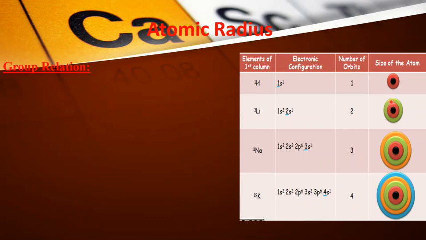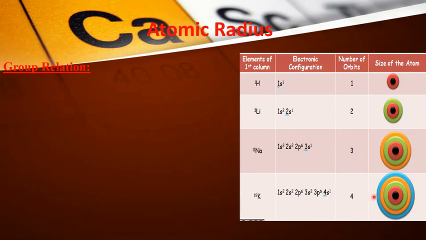It is very easy. Why does it gradually increase? Look, for the first group: hydrogen, lithium, sodium, potassium, and after that there are rubidium, cesium, francium. For hydrogen, there is only one shell, 1s1. For lithium, how many shells? 1, 2, 2s1. That means there are 2 shells. For sodium, there are 3 shells. For potassium, there are 4 shells.